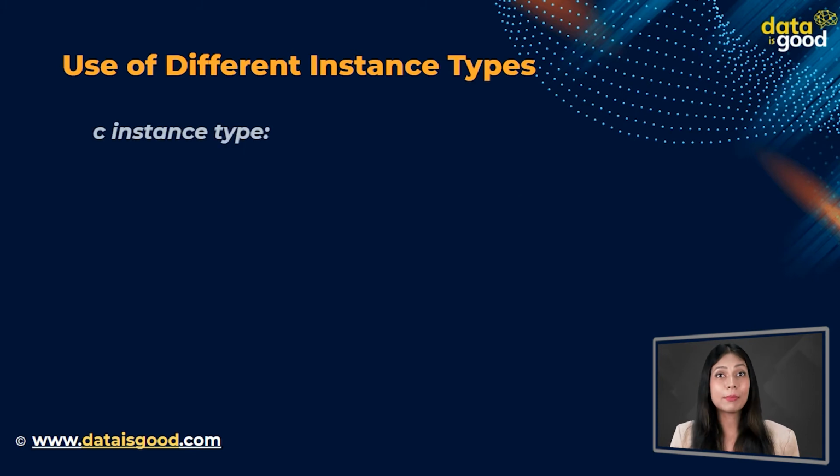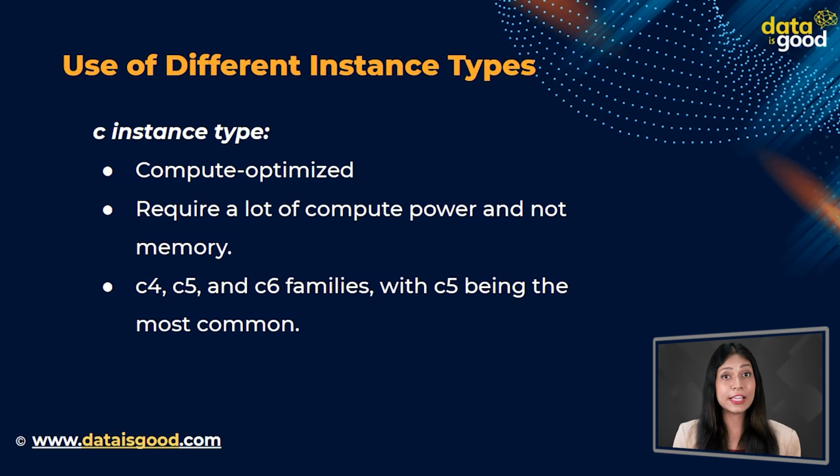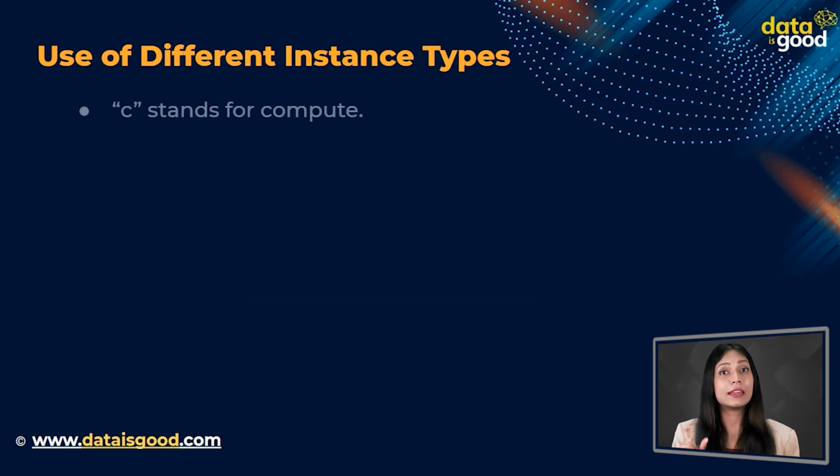Now we will be talking about C instance type. These instance types are compute optimized. Instances of this type have a higher CPU to memory ratio. We can use these EC2 instance families for applications that require a lot of compute power and not memory. These instances are mostly found in the C4, C5, and C6 families, with C5 being the most common. The letter C stands for compute.